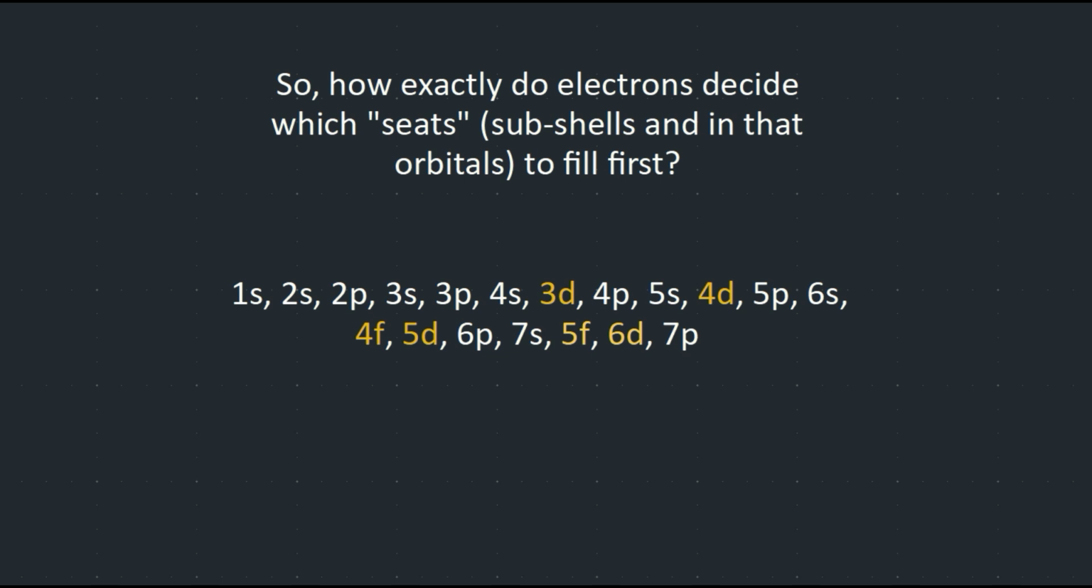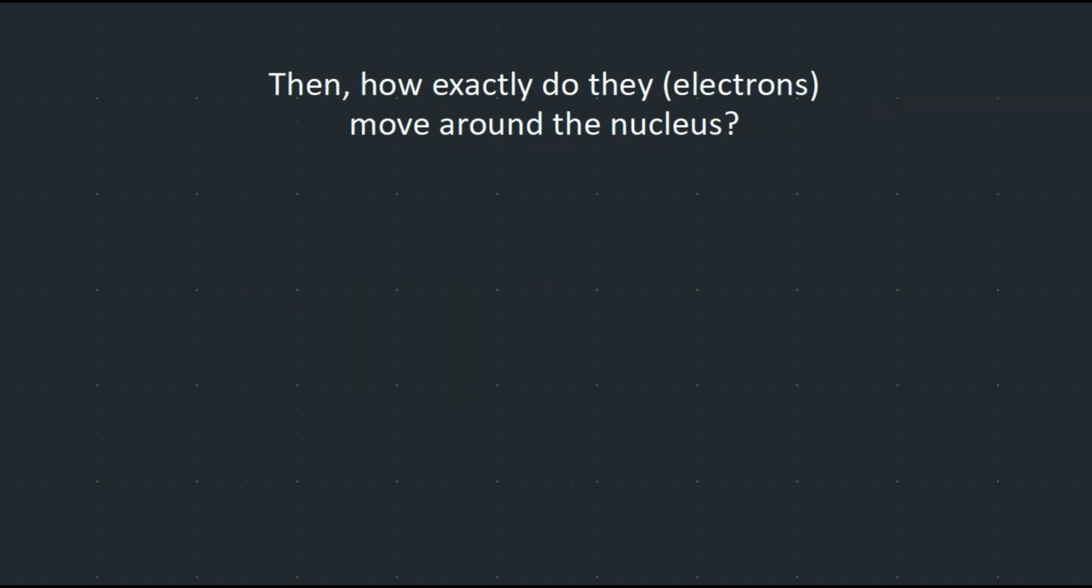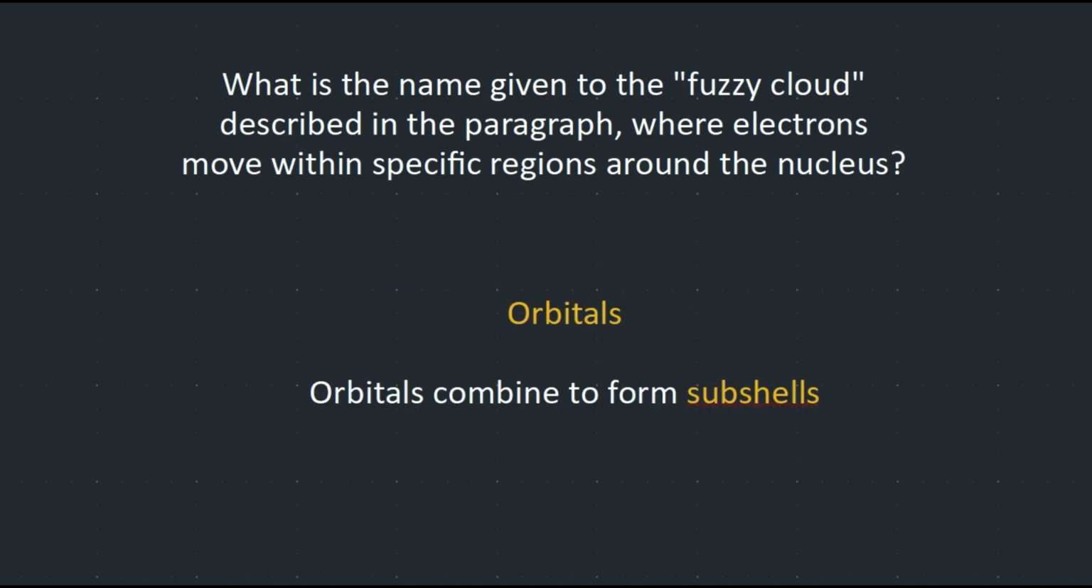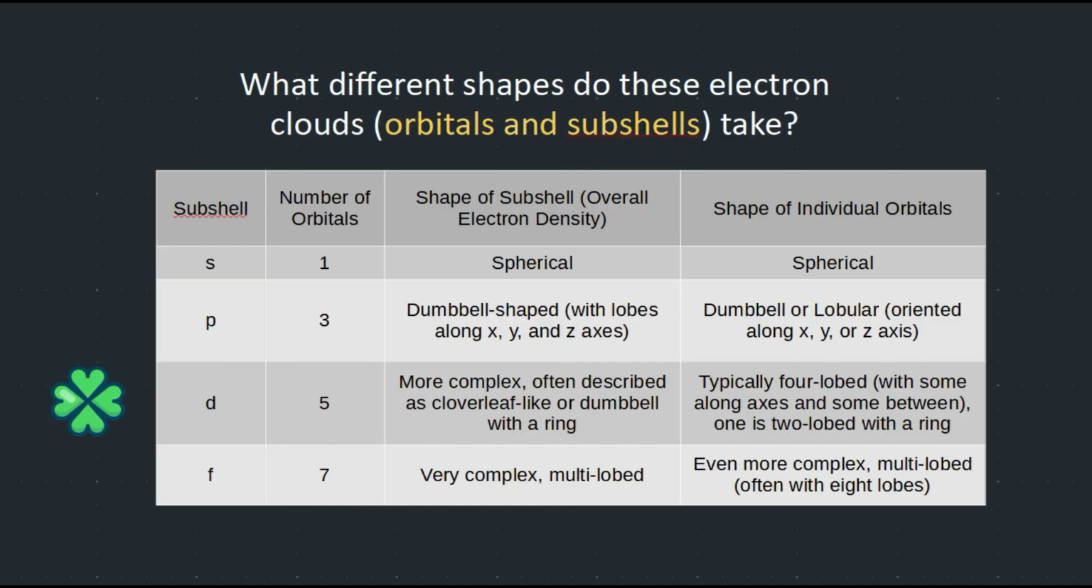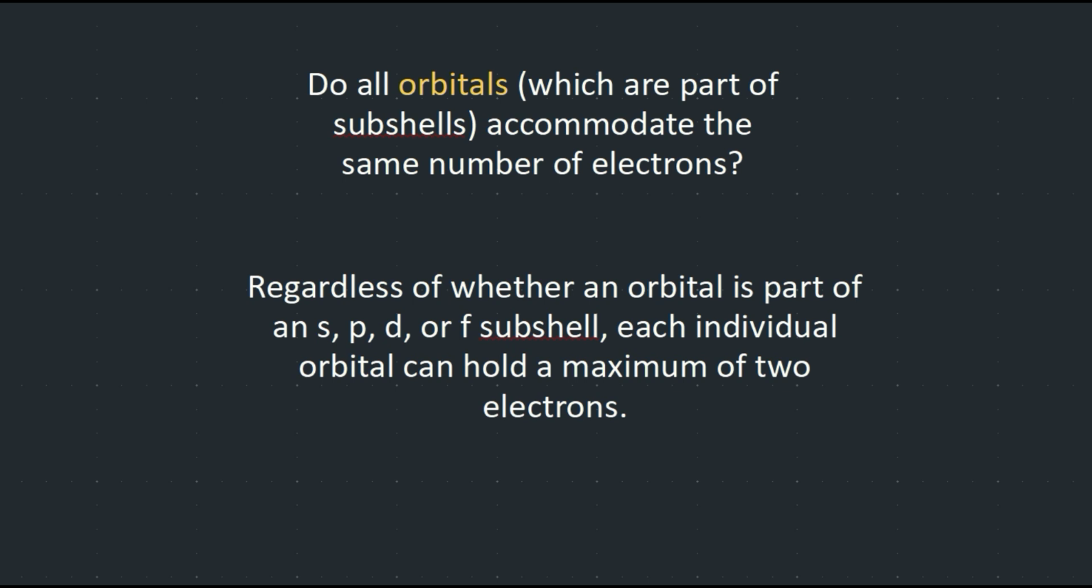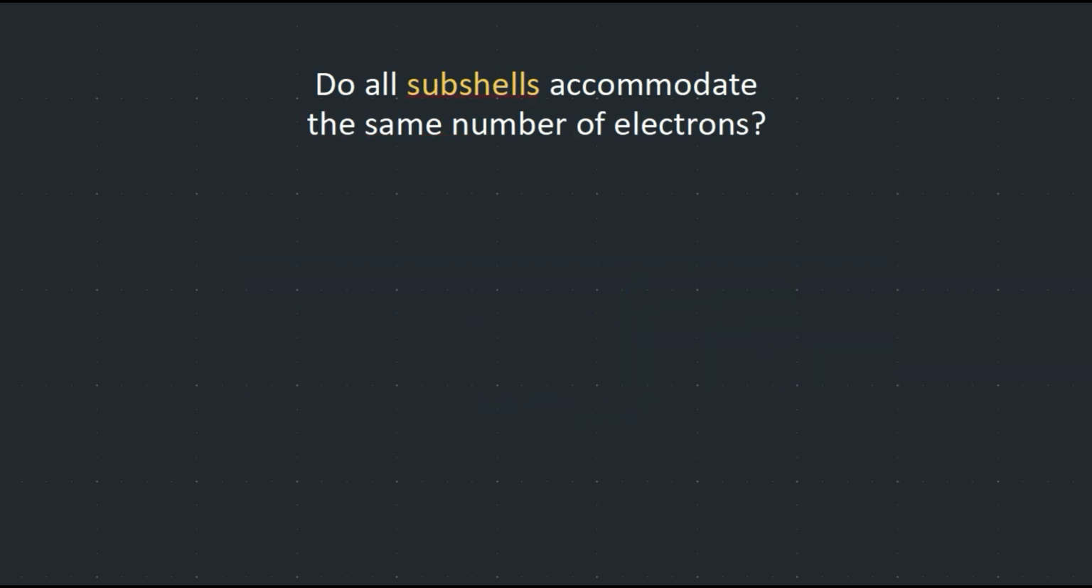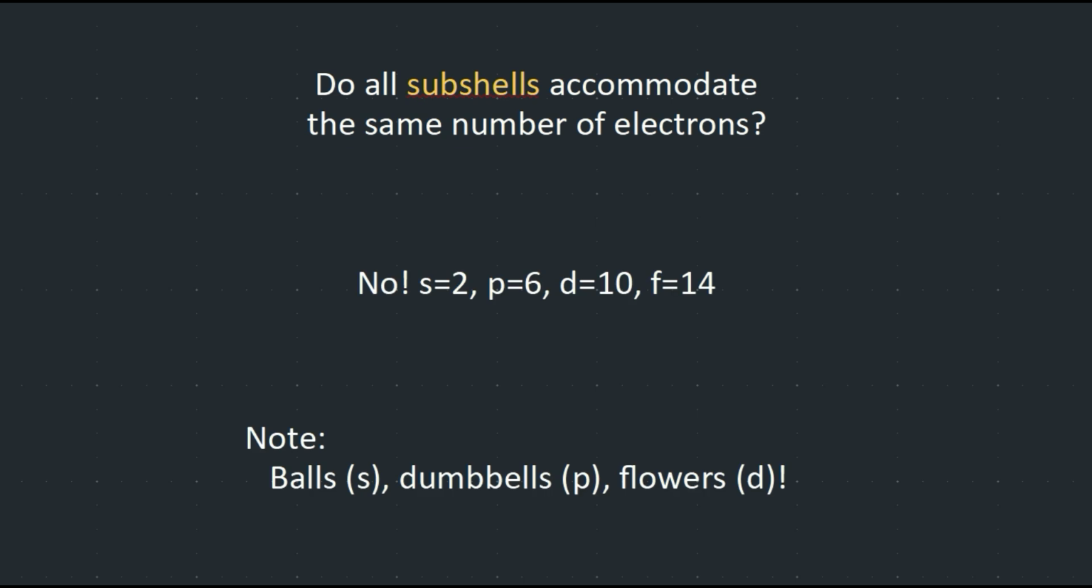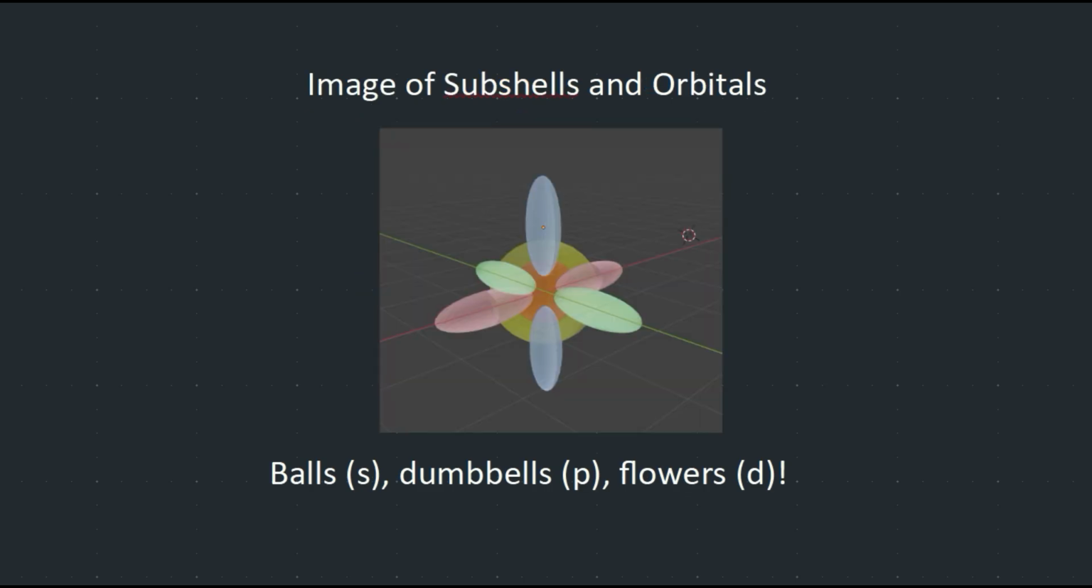Right? Let's just take a second and recap. So electrons we have moving in a specific region, and these regions are called orbitals, and orbitals combine to form subshells, and there are 4 different subshells. Each of them has a different capacity and they are different shapes, that we saw over here. And now the question is, do all orbitals accommodate the same number of electrons? Yes, 2. Here the key number is 2. Then do all subshells accommodate the same number of electrons? No. So this is the image of a subshell and orbital.